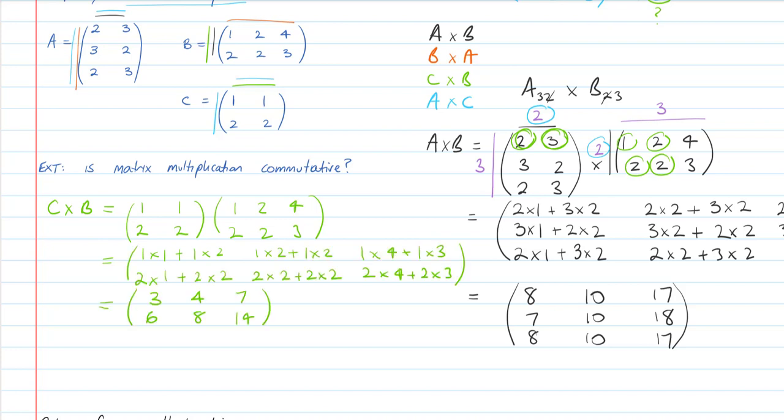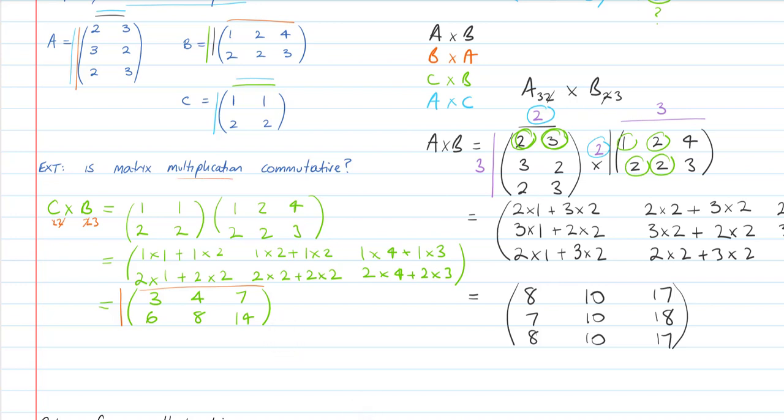3, 4, 7, 6, 8, 14 is my resultant matrix. And interestingly here, my dimensions are 2, 2, and then 2, 3. The internal one's crossed out. I'm left with a 2, 3 matrix, 2 by 3. So you can see it works as we expected. Now I've got a little extension question there which I'll explain briefly.